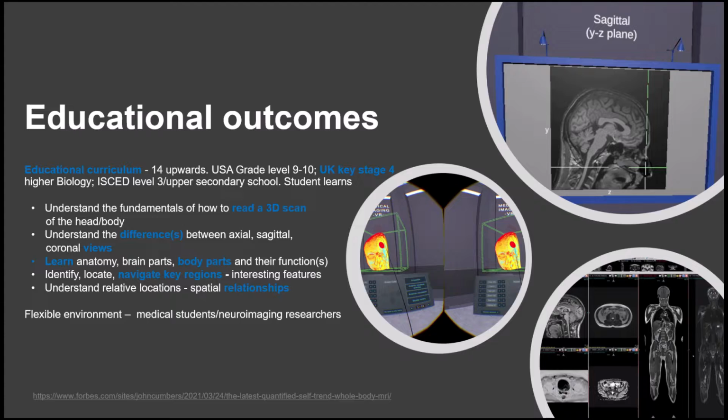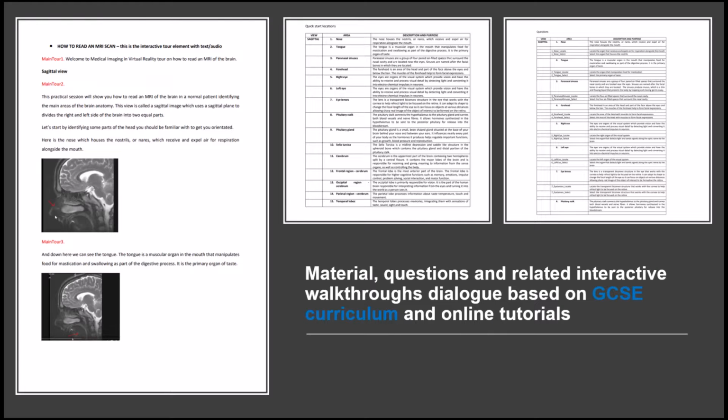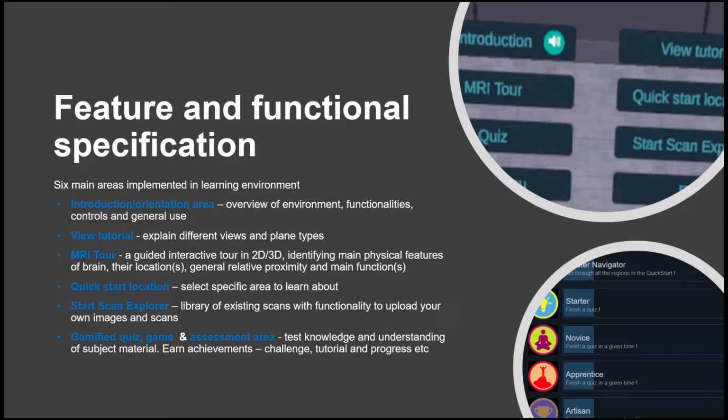In addition to this, the environment is flexible and can also be used by medical students and neuroimaging researchers. In creating the game and application, we used content and material that is broadly aligned to the GCSE curriculum. In terms of features and functional specification, we have implemented 6 main areas in the learn environment. There's an introduction and orientation area, which provides an overview of the environment, functionalities, controls, and general use.